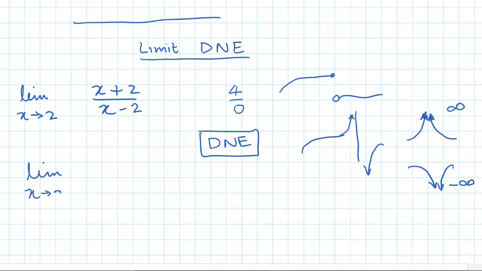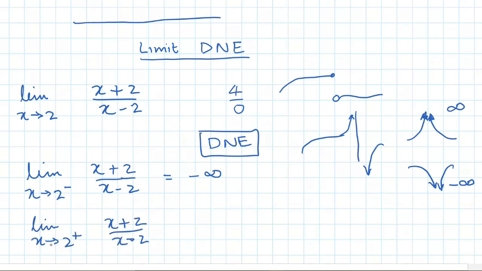limit x tends to 2 minus, which is from the left side, right? So the numerator is close to 4, which is positive, and for the denominator, x is less than 2, so the denominator is negative. It's getting close to 0, but it stays negative. So 4/0 negative is negative infinity, right? And if we take limit x tends to 2 positive, now the denominator is positive because x is bigger than 2. And the numerator is also positive. So it is getting close to 4/0, but the whole thing is positive. So this is positive infinity.